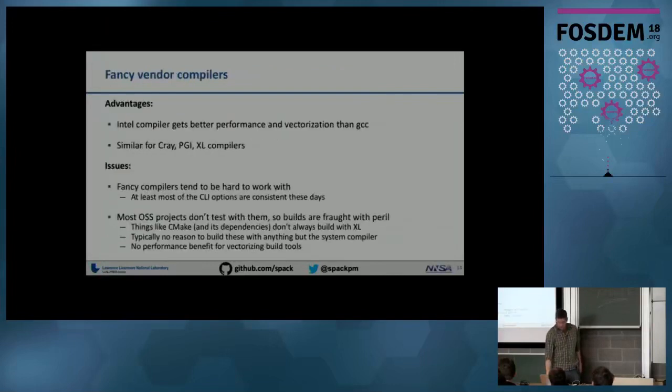All right. I already talked about this a little bit, but the fancy vendor compilers do tend to get better performance. The other issue with those is that most of the OSS projects don't test with them. So if you're trying to build something like CMake with the XL compiler, it is unlikely to work because they probably haven't tested with it. And there's also no reason to do that. So for a lot of these build dependencies, we tend to not build them with the nicer compilers. We'll just build the numerical stuff that does all the number crunching, and we'll build the build dependencies with something a little safer because we don't care about the performance.